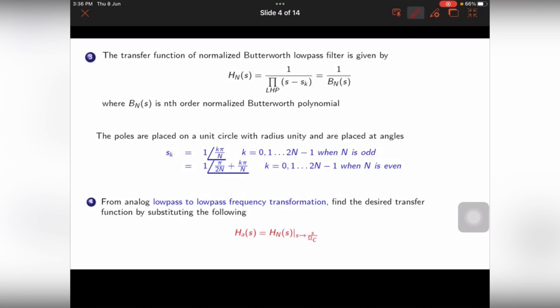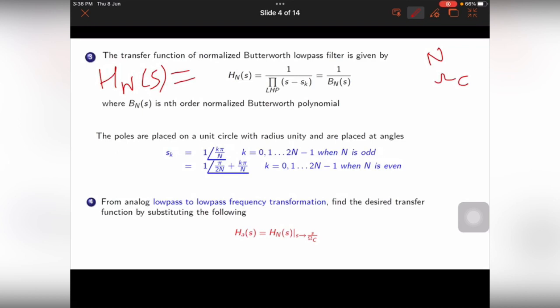The next step is, once you find the order of the filter n and cutoff frequency omega c, we can go to the next step. In the next step, we are finding the normalized Butterworth low pass filter, Hn of s, the normalized transfer function of the filter. What is the normalized filter transfer function? The normalized transfer function of the filter is given by Hn of s.